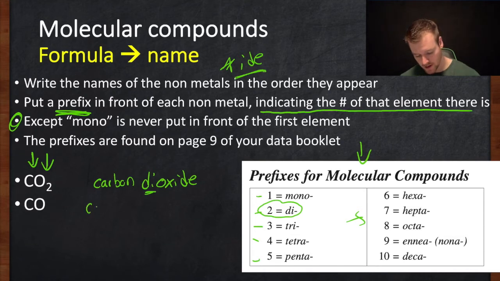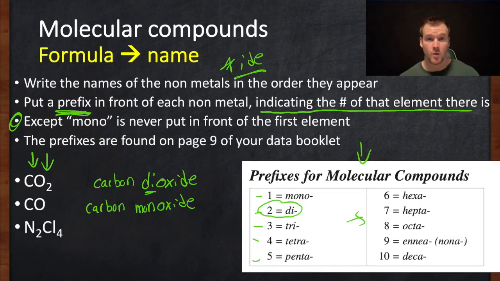Next one's really similar, C and O. So again, carbon oxide. And we don't put mono on the first one, but we can put mono on the next one. So this is carbon, 1 oxygen, which is the O's already there from oxygen, monoxide. Carbon monoxide for that one.